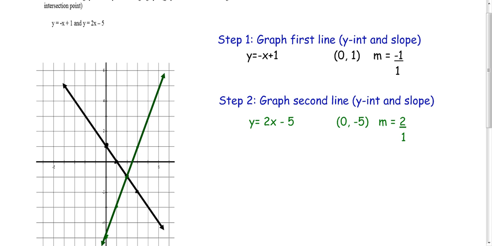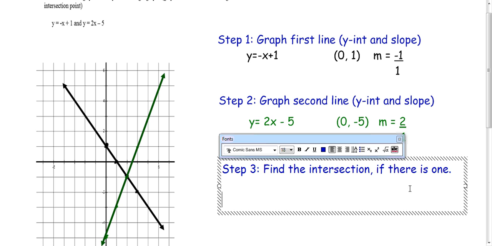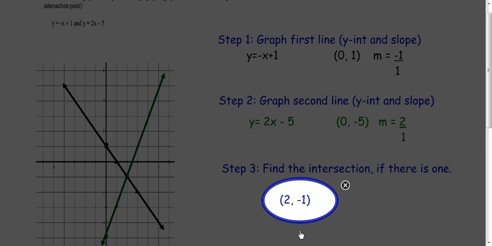And so then step 3, find the intersection, if there is one. Because again, you could have two lines that are parallel, two lines that don't intersect, in which case there is no solution. And in this case, your solution is going to be go over 2, down 1, and there you go. Just to be safe, we'll circle it and be all impressive.